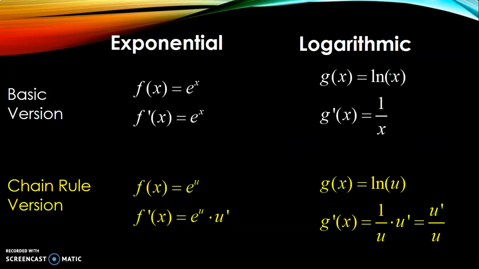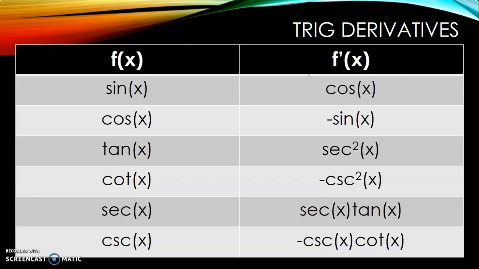For e to the x and ln of x, again, ln just means log base e of x, so this is a logarithmic function. E to the x turns into e to the x. Now, you can copy these yellow ones down if you want, but they're really just these rules with the chain rule applied. So you don't necessarily need to copy these ones down. If you want to, if it makes it easier for you, then go ahead and copy them down. But if you're good at using the chain rule, you really just need to memorize the top two rules.